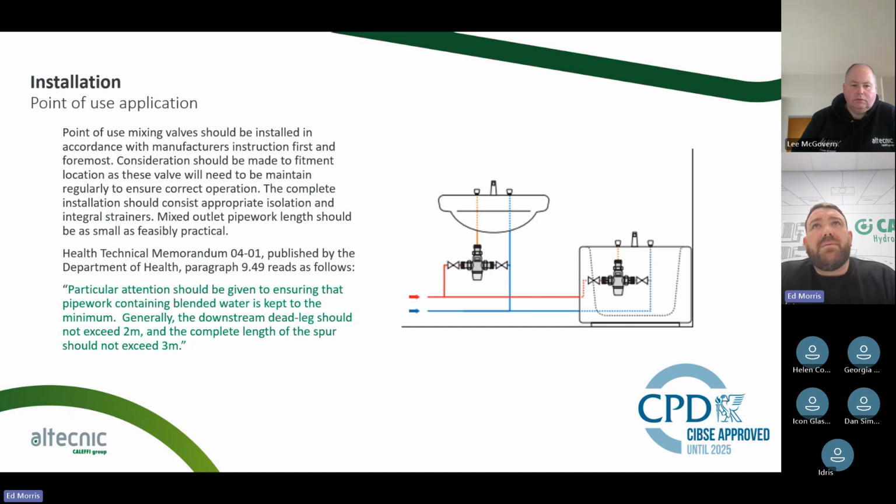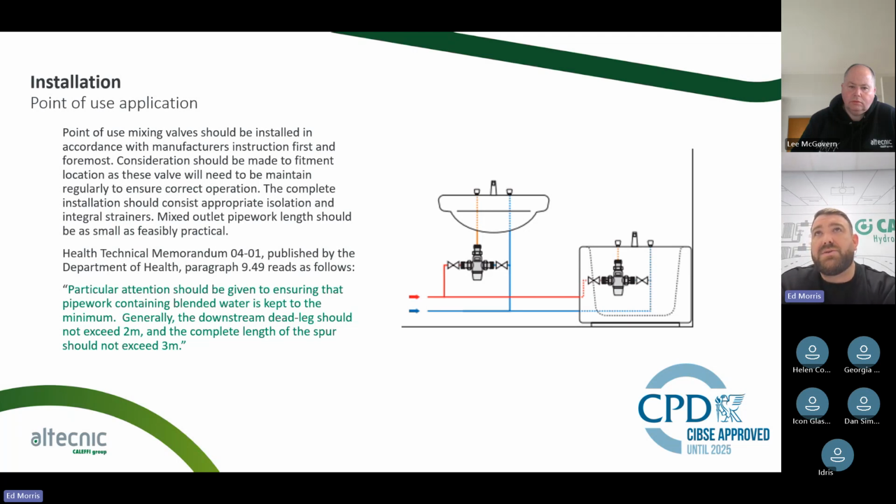So HTM 04-01, published by the Department of Health, paragraph 9.49 reads as follows: particular attention should be given to ensure that pipework containing blended water is kept to the minimum. Generally, downstream dead legs should not exceed 2 meters and the complete length of the spur should not exceed 3 meters. What I mean by that is you don't want it more than 2 meters of distance away from the outlet, but 3 meters of permissible pipework, so you may have elbows or bends in there, but we're really trying to shorten the length of that dead leg as much as we can.